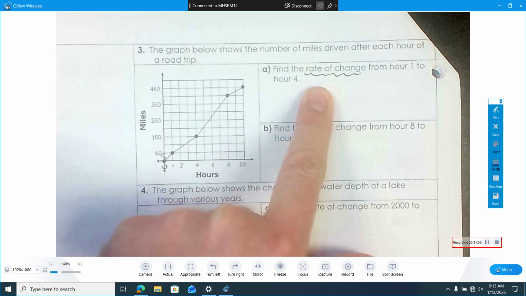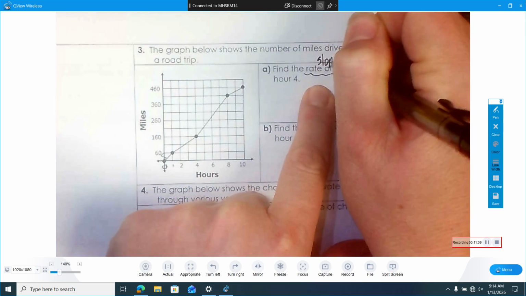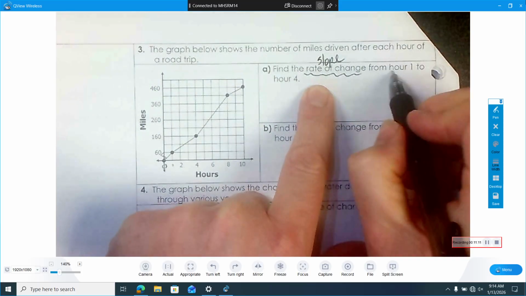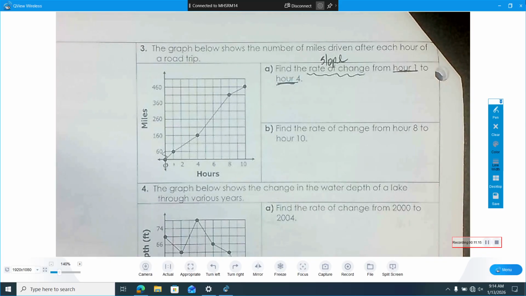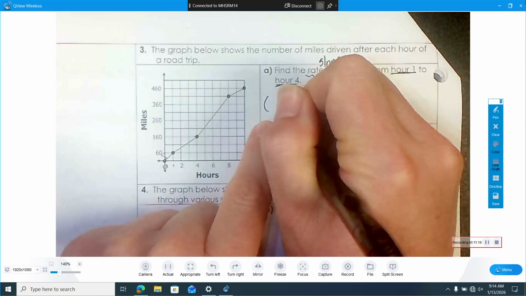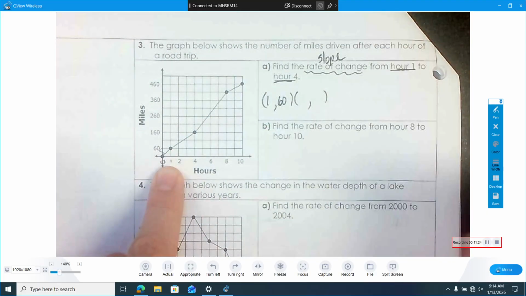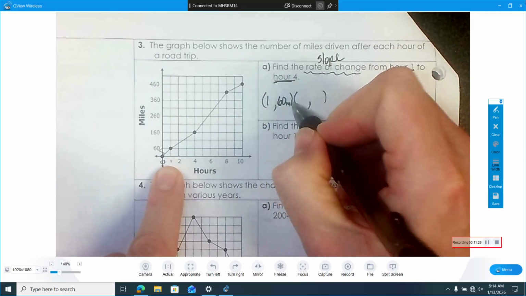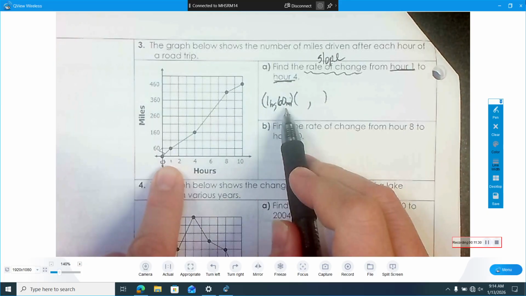All right, so letter A, we want to find the rate of change. What does rate of change really mean for us? Slope, it's just fancy for slope. From hour 1 to hour 4. Well, if I need slope, I need 2 ordered pairs. What are my 2 ordered pairs that we're going to use in this problem? 1 and 60. Yes, 1 and 60. That's miles. 1 hour has 60 miles.